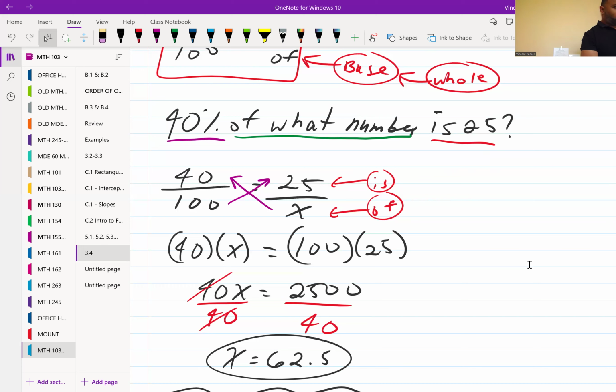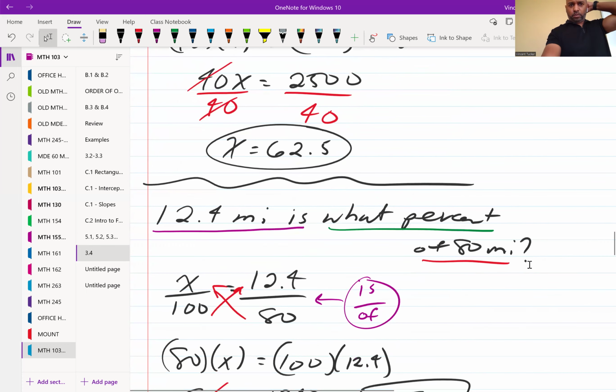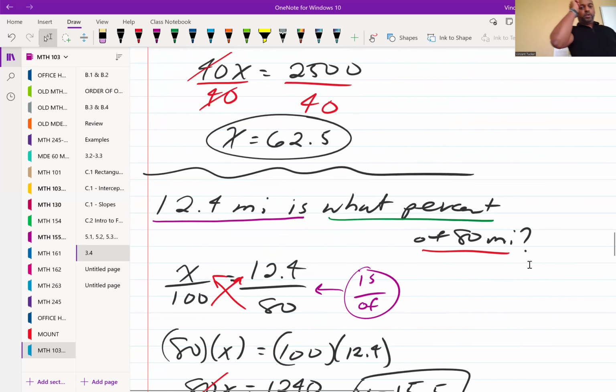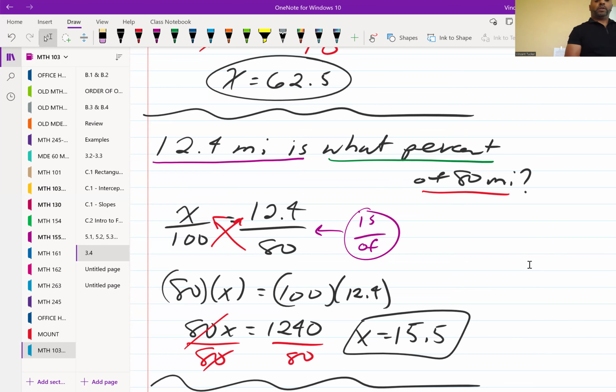All right. We got one more like that before we go to the word problems. 12.4 miles is what number or what percent of 80 miles? So our percent this time is the unknown. So you place the x over 100. 12.4 is connected to is. 80 is connected to the of. So once again, it's is over of. That's 12.4 over 80. The cross multiplication: 80x, 100 times 12.4. 80x is equal to 1240, divided by 80, and that'd be 15.5.